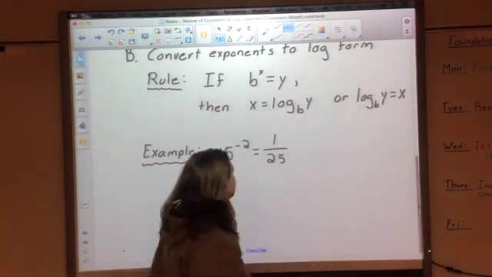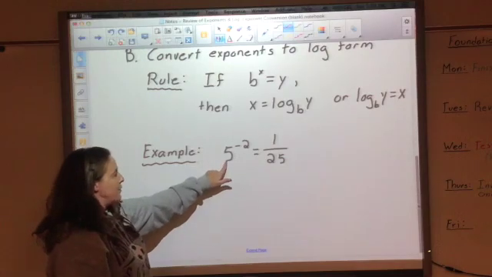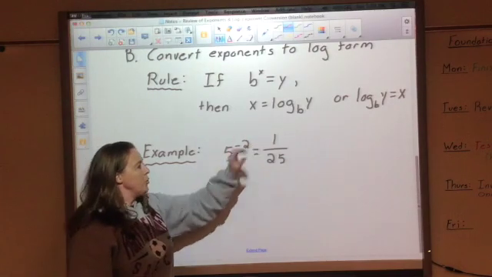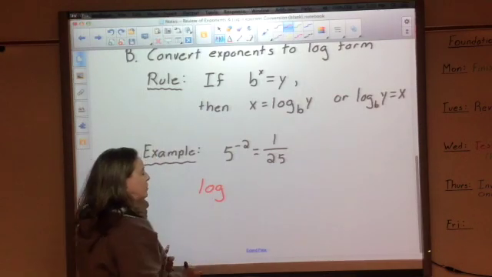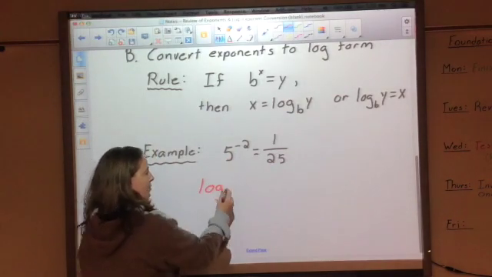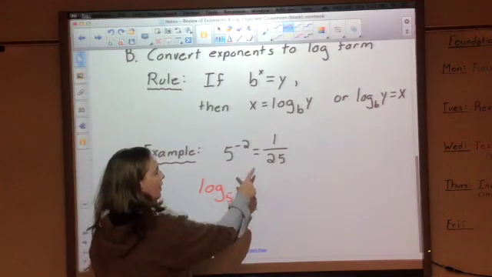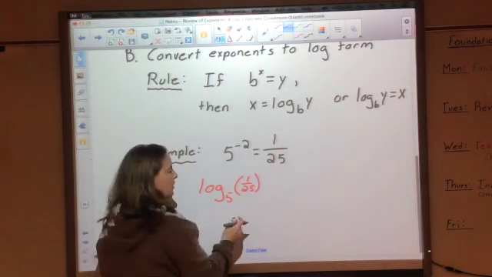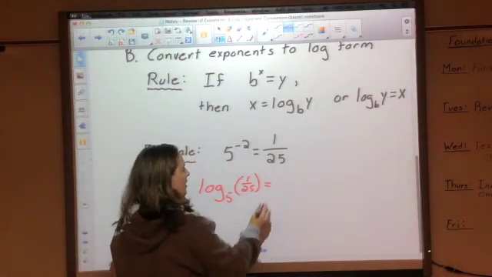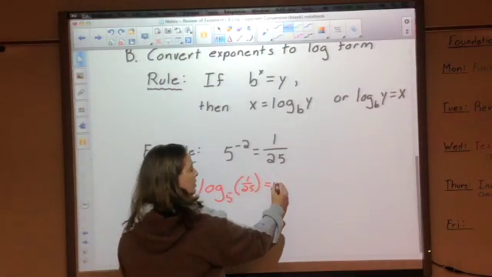So if we look at our example, we know that our base is 5, our exponent is 2, it equals 1 over 25. So you're going to put your log. It's going to be the base of 5 of 1 over 25. And I would put that in parentheses so that we know that it all goes together. And then it will equal your exponent, which is -2.